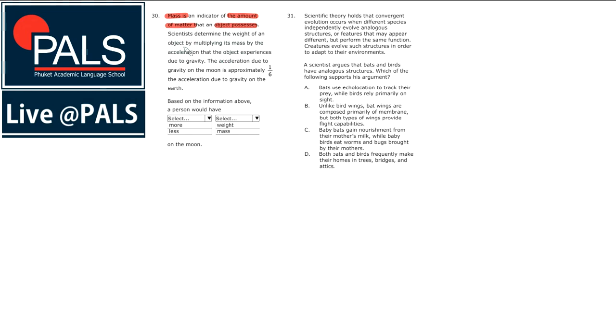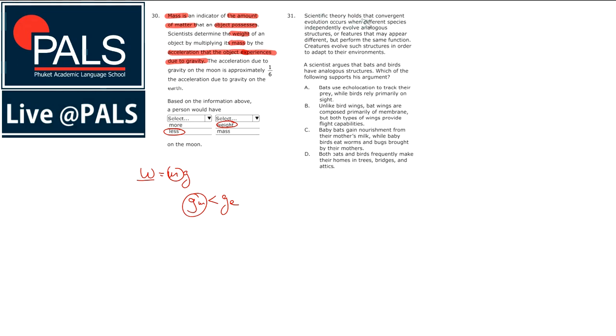Scientists determine the weight of an object by multiplying its mass. Weight is mass multiplied by the acceleration that an object experiences due to gravity. So weight is equal to mass times acceleration due to gravity, which is small g, and we are told that this g on the Moon is smaller than g on Earth, specifically 1/6. Therefore, based on the information above, a person would have less weight on the Moon, because their mass stays the same, but on the Moon the acceleration due to gravity is smaller, so the person's weight would be smaller than on Earth.